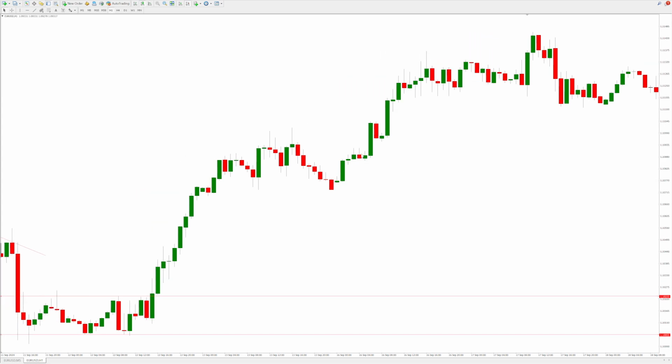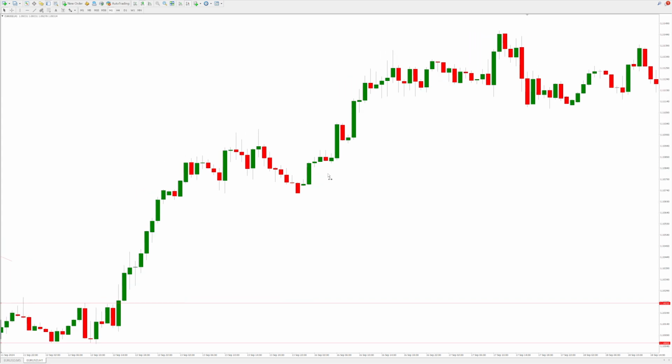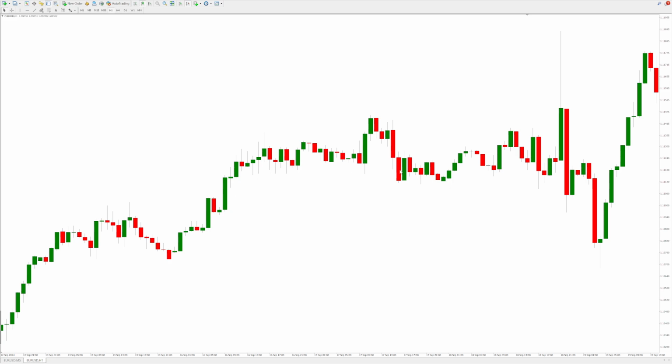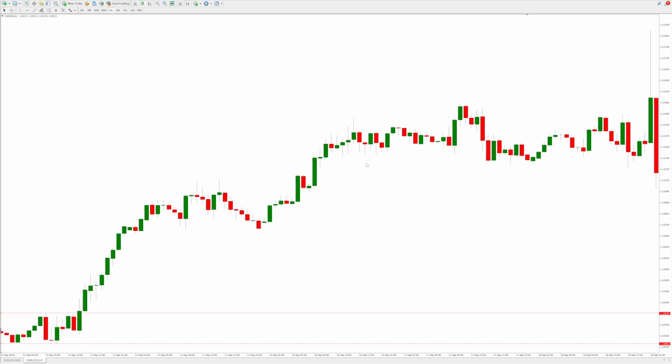Other ways you can exit is you can just look at when price starts to consolidate for a long time. We're in a ranging market here. It may signal it's time to start looking to exit the trade.